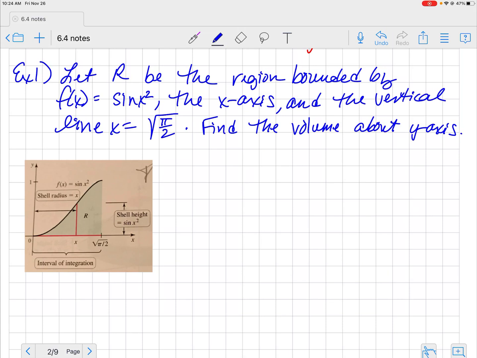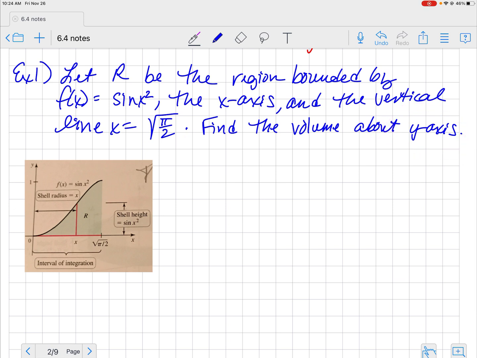Okay, here is a perfect scenario for the shell method. So I want to have R be the region bounded by this function, f of x is equal to sine x squared, the x-axis, and the vertical line, x is equal to the square root of pi over 2. And I want to find the volume about the y-axis.